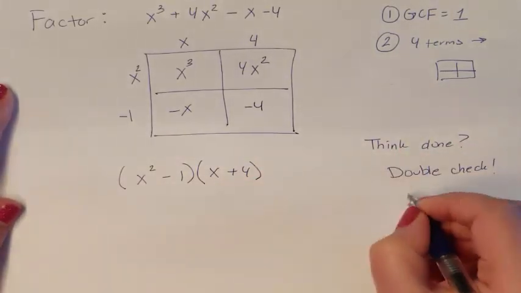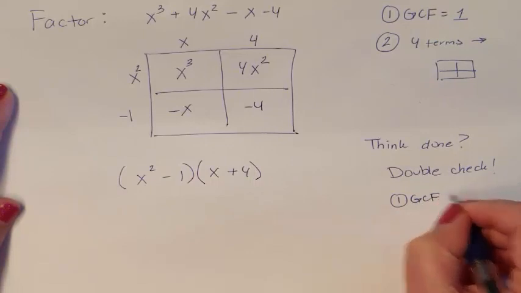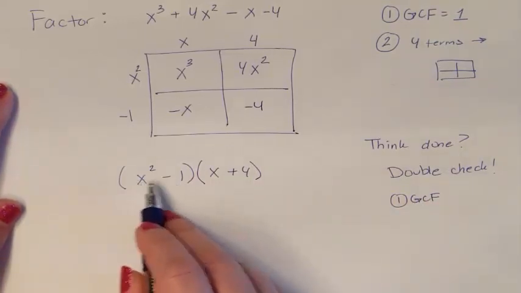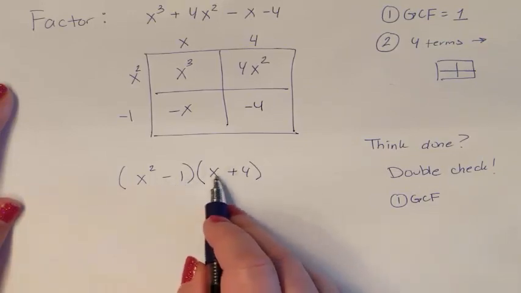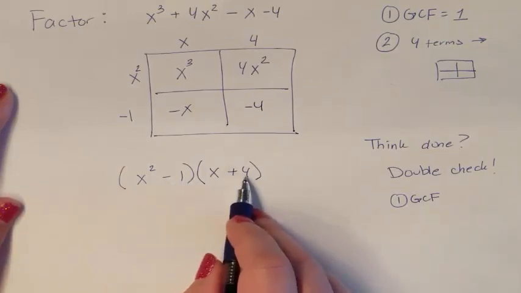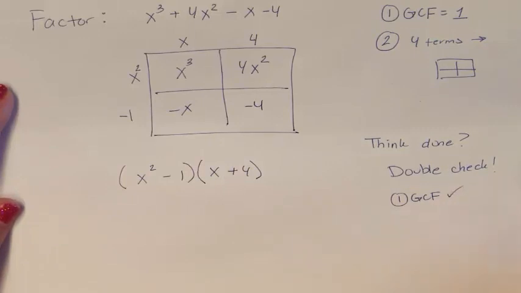So my job is to double check. The very first thing you always need to double check is the GCF. Can I divide both of these by the same number or variable? No, so this one's fine. Can I divide both of these by the same number or variable? No, so this one's fine. So there are no GCFs.